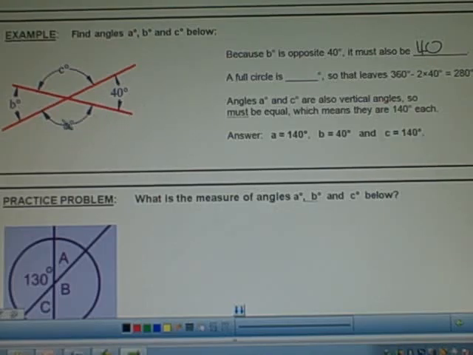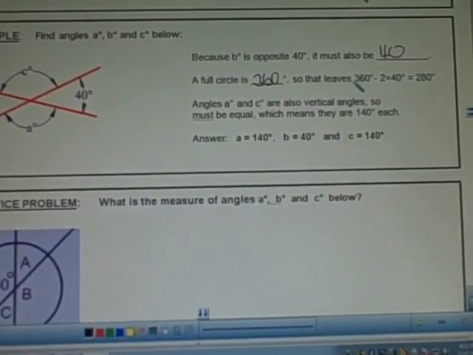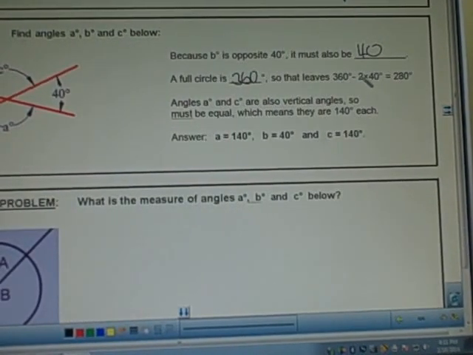Now one way to figure out what C and A are is to think about this in regards to a full circle, as we see these four angles are making here. So we know that a full circle is 360 degrees. And we know that angle B and angle D are 40 degrees. So we can say that 360 degrees minus 2 times 40 degrees, or two 40-degree angles, as we know B and D are, equals 280 degrees left.